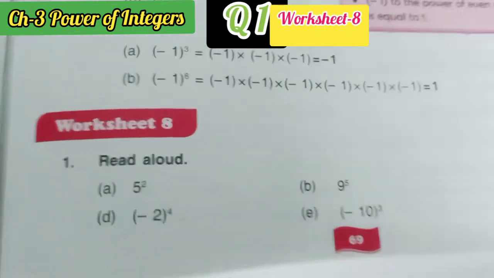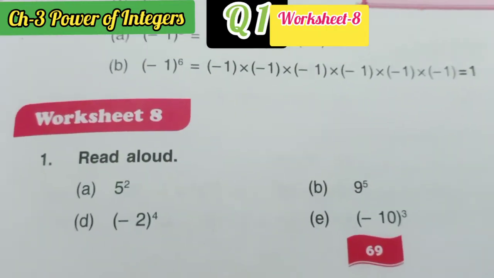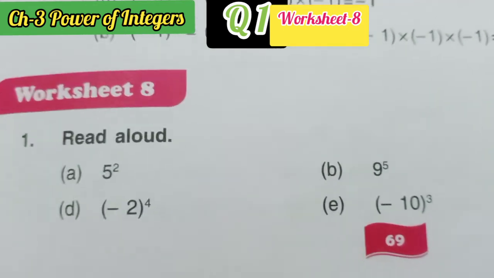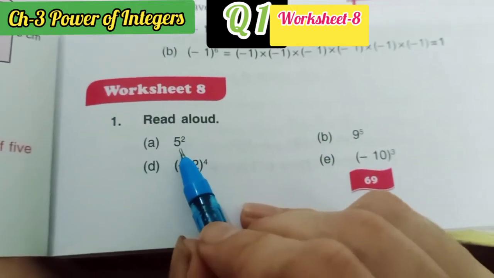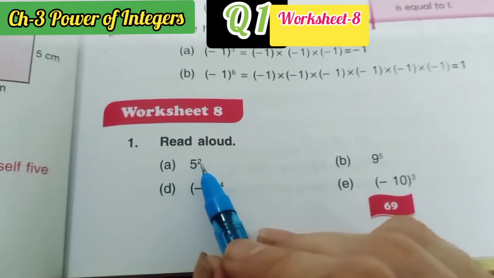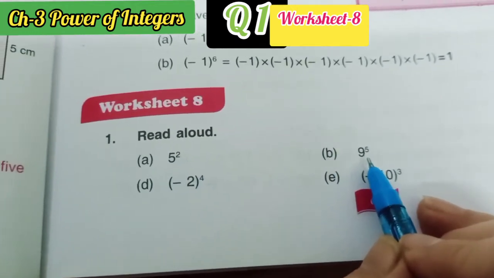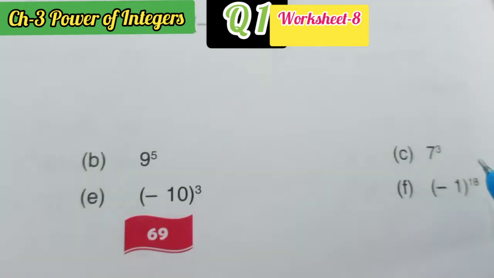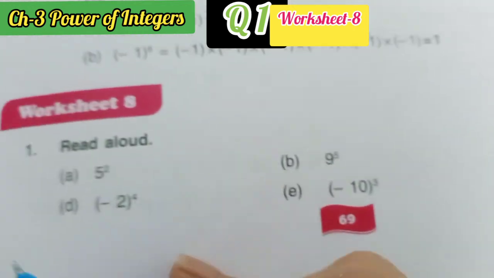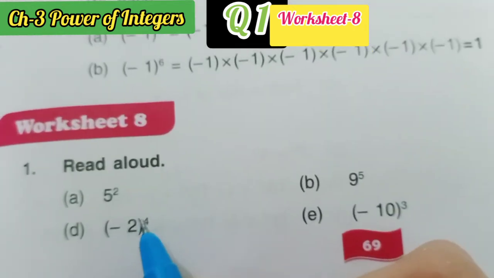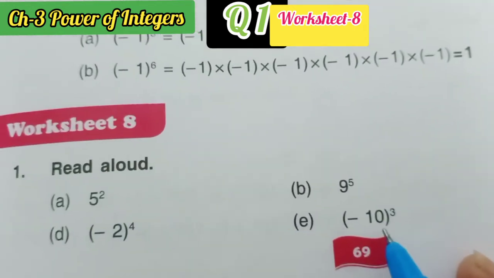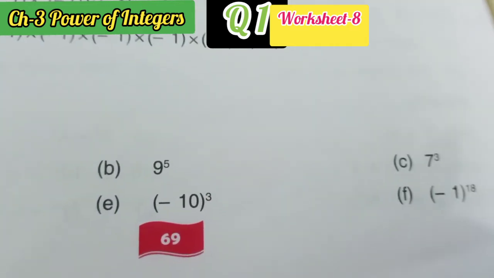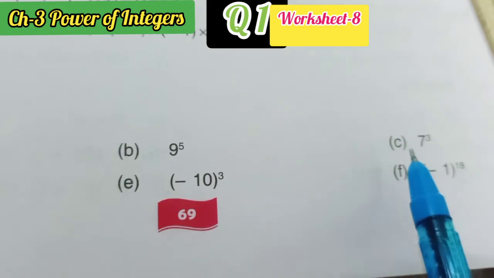Now we will go to worksheet 8 of chapter 3, integers. Read aloud. You have to read it. This means 5 raised to power 2, 9 raised to power 5, 7 raised to power 3, minus 2 raised to power 4, minus 10 raised to power 3, and minus 1 raised to power 18.